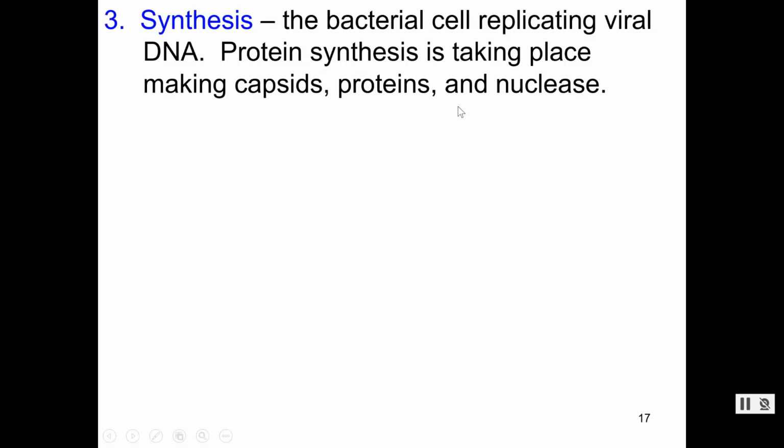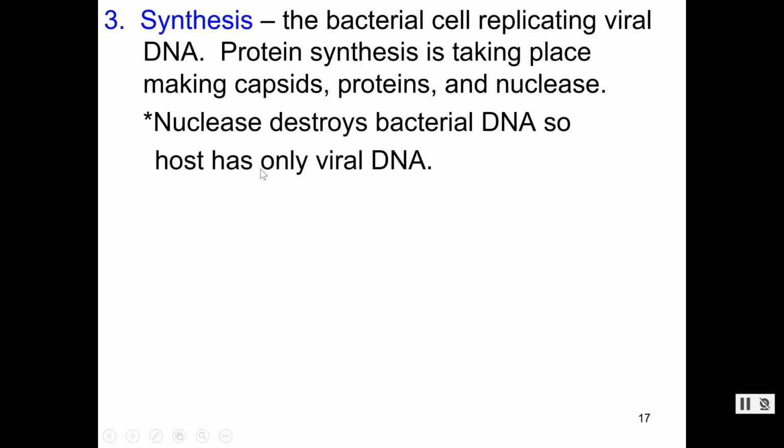It's going to make that lysozyme that needs to be made. It's also going to make an enzyme called nuclease. And nuclease actually degrades bacterial DNA. So this virus convinces the bacteria to make an enzyme that's going to degrade the bacteria's own DNA. It won't degrade viral DNA, but nuclease targets bacterial DNA. So this stage is called synthesis. That's what's going on in this stage. It's making all the parts and pieces that are needed. Nuclease destroys bacterial DNA. Then what happens?